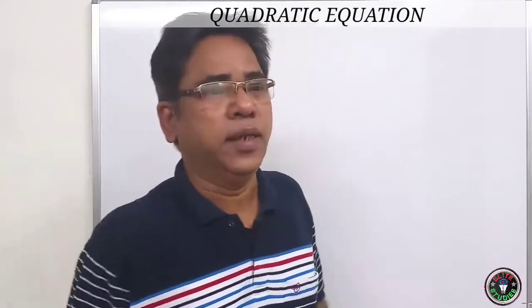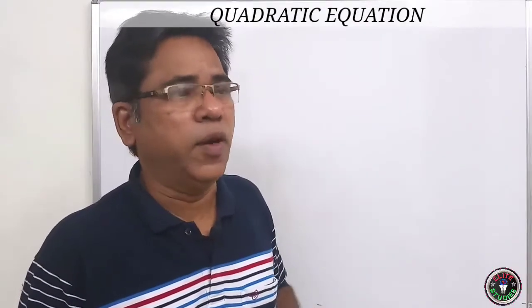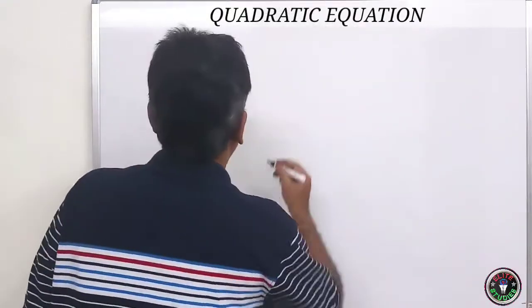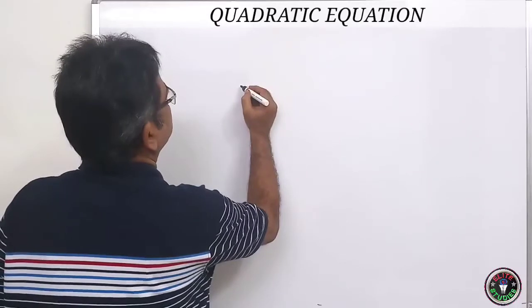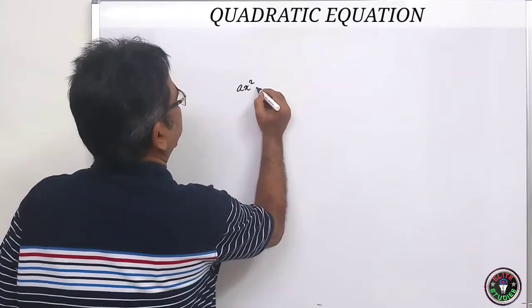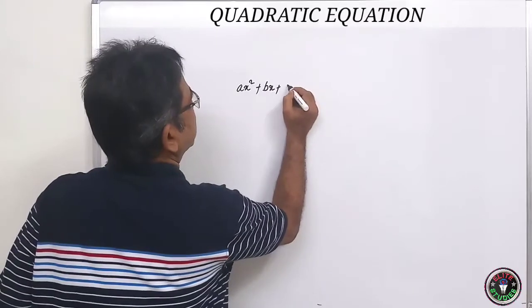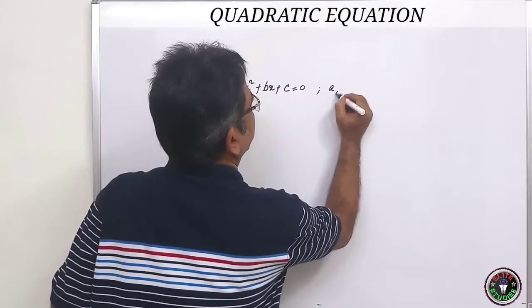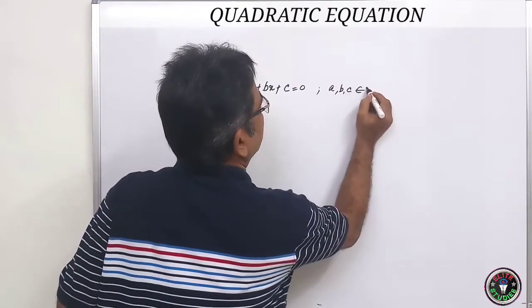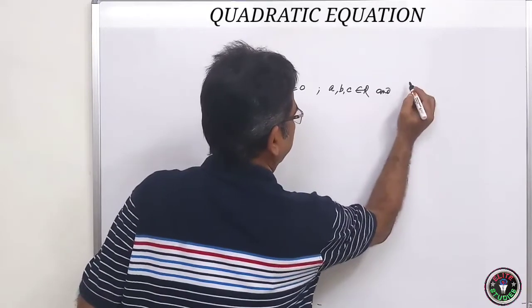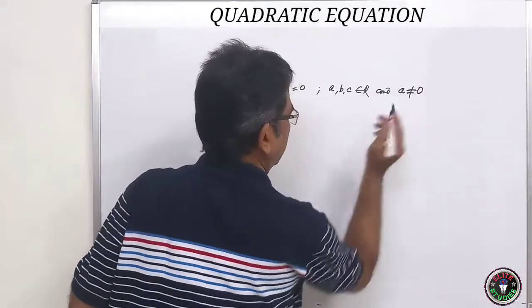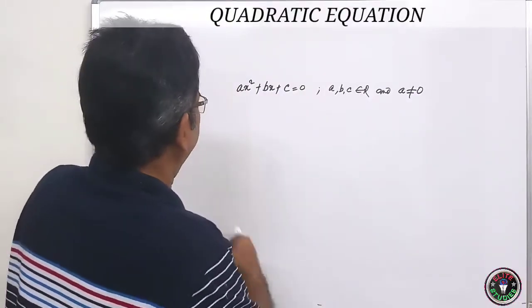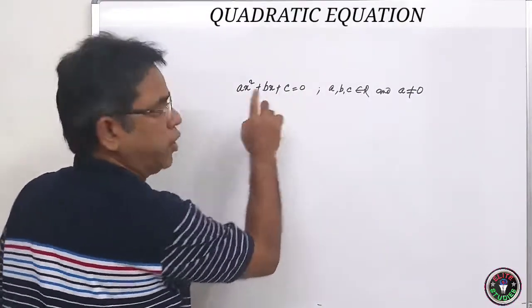So today, before going to study about quadratic equation, let us have a bit of understanding about what such equations are. A quadratic equation is written like this: ax square plus bx plus c is equal to 0, where a, b, c belongs to real number and a is not equal to 0. Now try to understand this. This is the general form of a quadratic equation.